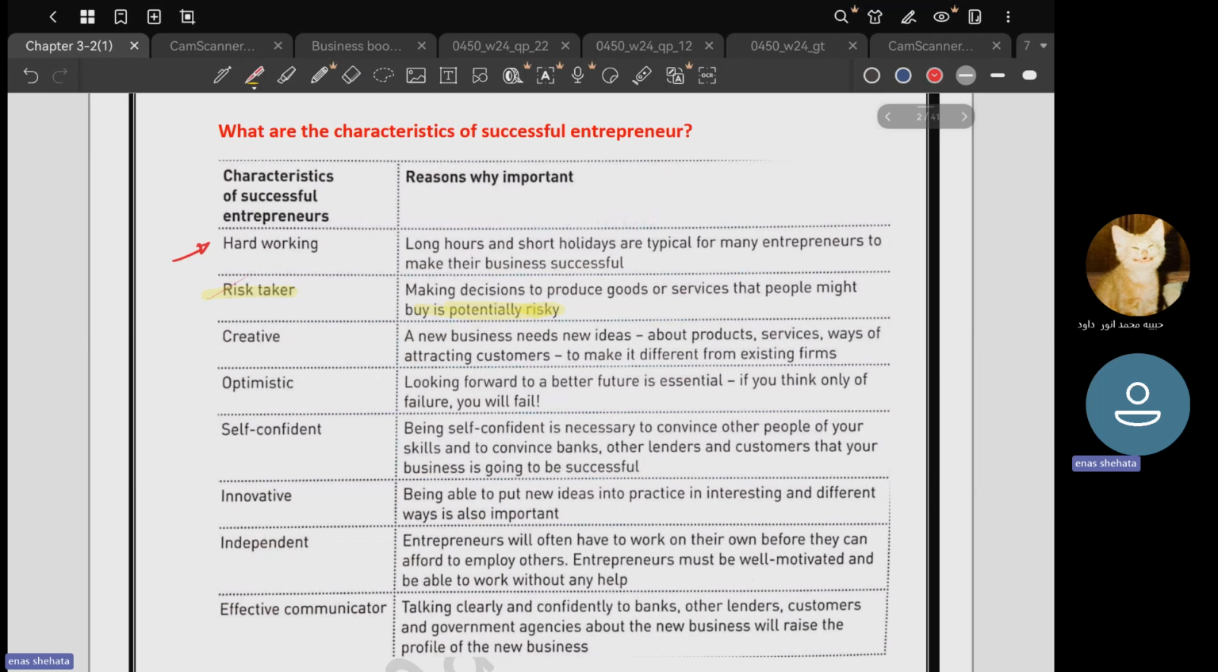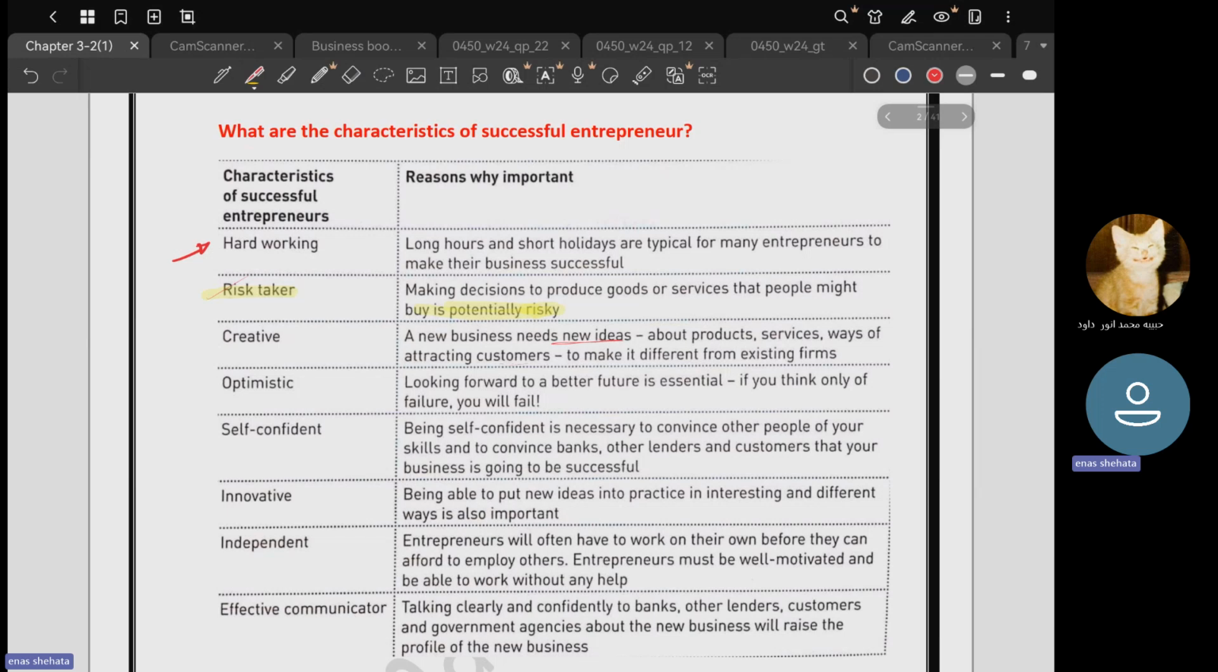Number 3, you have to be a creative person. Creative means that you have to have some new ideas to put into the business. Not like other businesses, you have to have something special in your product in order to attract customers to buy your product instead of other existing businesses. So creative means your business needs new ideas about product or service, ways of attracting customers, to make it different from existing firms.